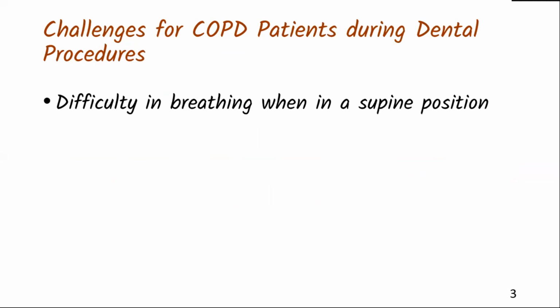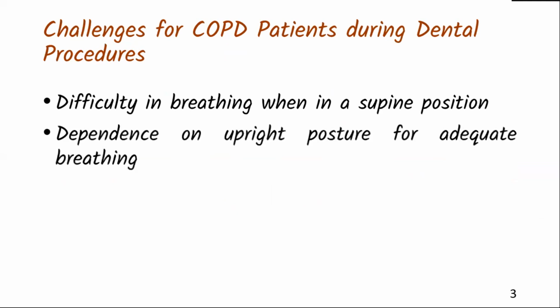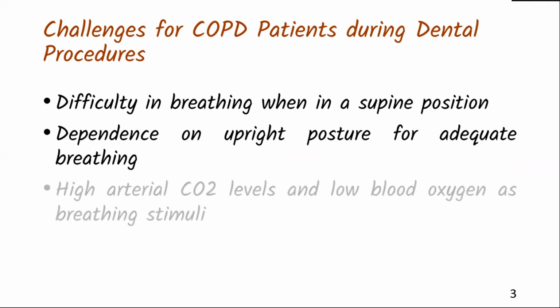Patients with a well-compensated chronic obstructive pulmonary disease often have trouble breathing when lying flat because they rely on an upright posture to breathe properly. Therefore, placing these patients in a supine position can interfere with their ability to use accessory muscles needed for respiration.